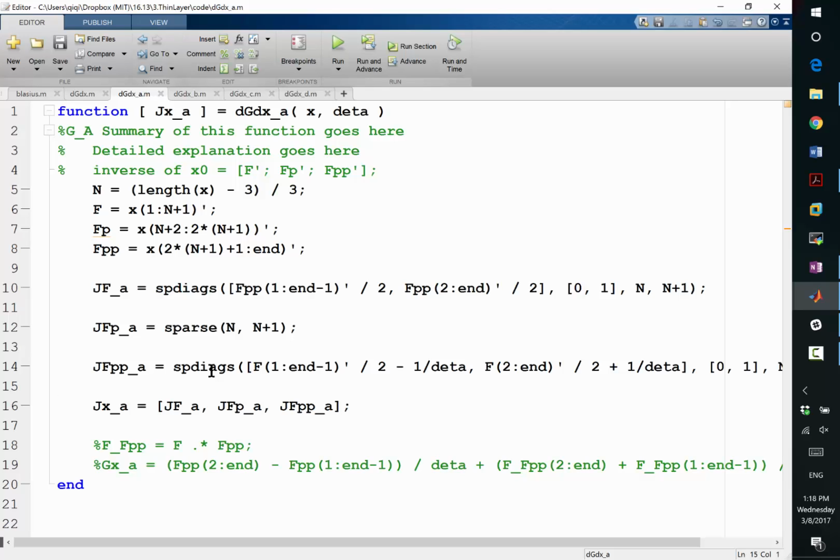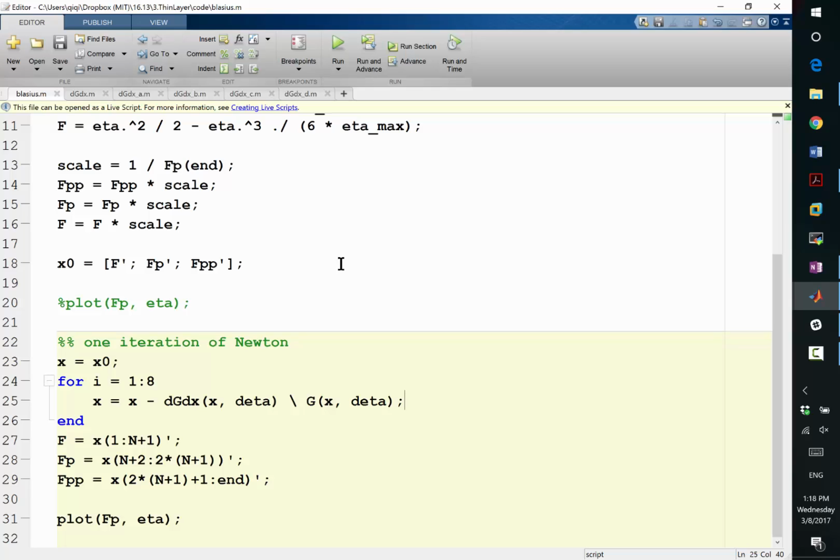The function looks shorter, and the construction even looks shorter. Let's try it. We didn't change any of the logic of the code. We just changed a little bit of how we build it. Now let's see.